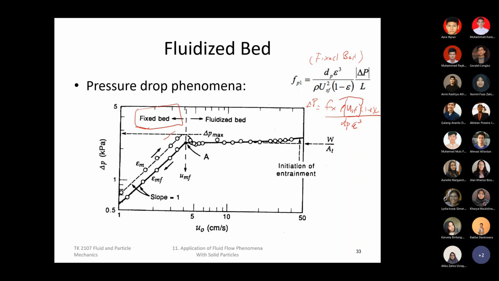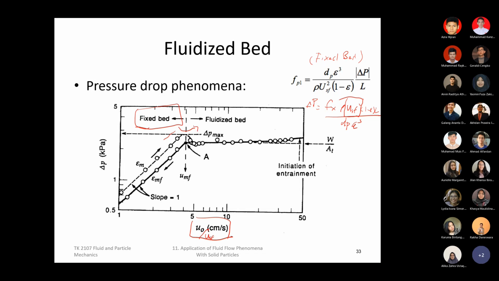bed, you have to keep increasing the USF. You have to keep increasing the velocity. Okay, that's why in this x-axis you have UO or USF. Okay, that's the same thing. So when you're still in the fixed bed and you want to get into the fluidized bed, of course you need to keep increasing the velocity.